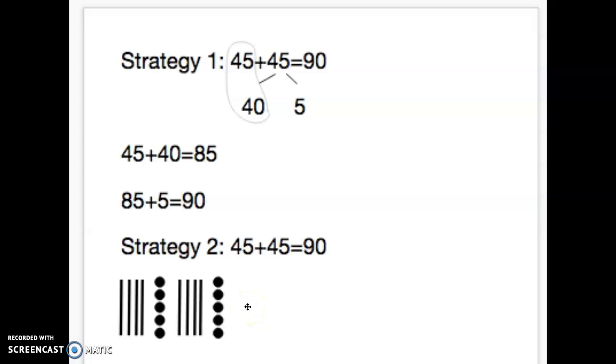Strategy 2, my quick tens and ones. Here I have 4 tens, 5 ones, plus 4 tens and 5 ones. Notice when you put your 5 ones plus 5 more ones together, 5 plus 5 is 10. That gives you 1 more ten. So now I have 9 tens, which is the same as 90.